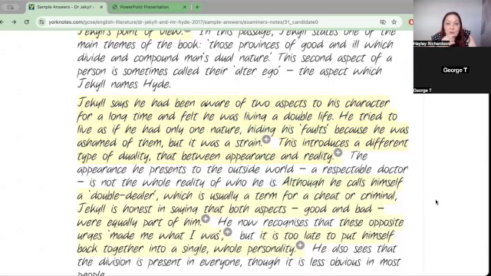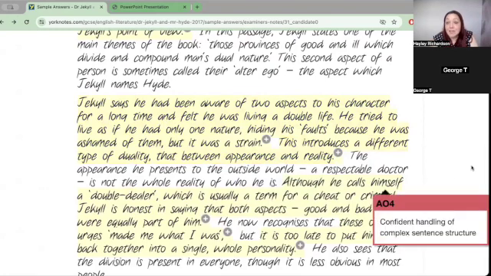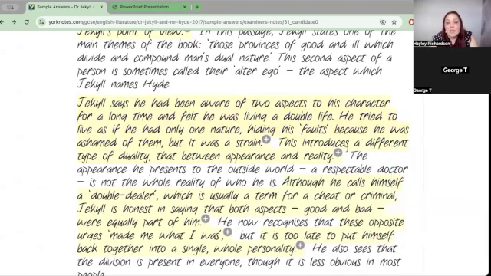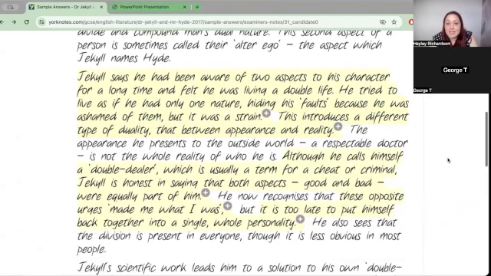Jekyll says he had been aware of two aspects to his character for a long time and felt he was living a double life. He tried to live as if he had only one nature, hiding his faults, excellent embedding of the quote there, because he was ashamed of them, but it was a strain. And they've put, shows understanding of the passage, okay? This introduces a different type of duality between appearance and reality. Clear relation to the question, bringing in a new idea.